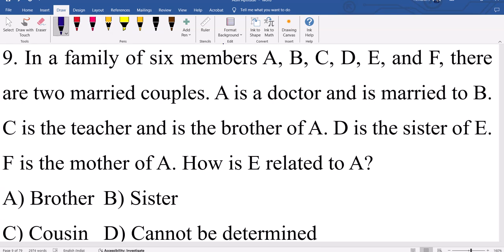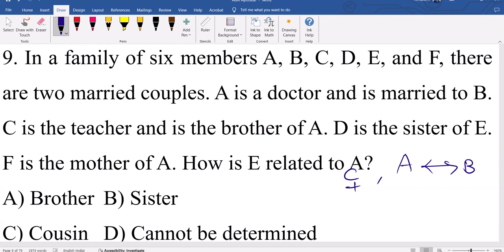A is doctor married to B. A and B are married. Among 2 married couples, 1 couple is gone. Next, C is the teacher and brother of A. C is brother of A. I don't know A's gender. A is married to B. A may be doctor, sir. There is no condition for doctor, male only doctor, female only doctor, nothing like that, right?